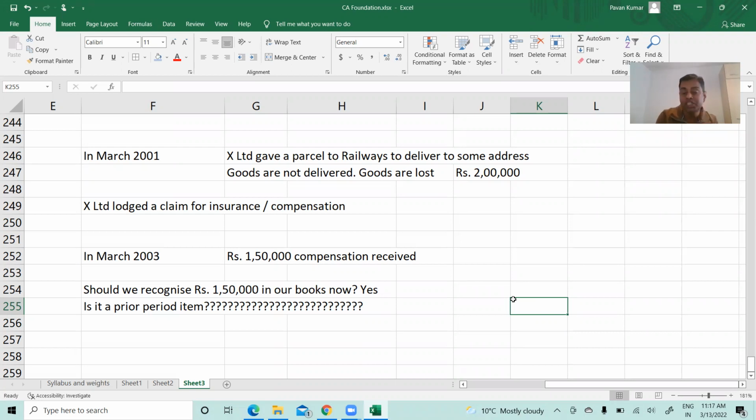It is not omission. You know that there is 2 lakhs, but it is in the nature of a contingent asset. Will I receive? Maybe yes. It is in the nature of a contingent asset, so you did not recognize it. Why? Because there is no certainty of receipt. Now that there is certainty and I received 1,50,000, I will record it. That's all, simple.